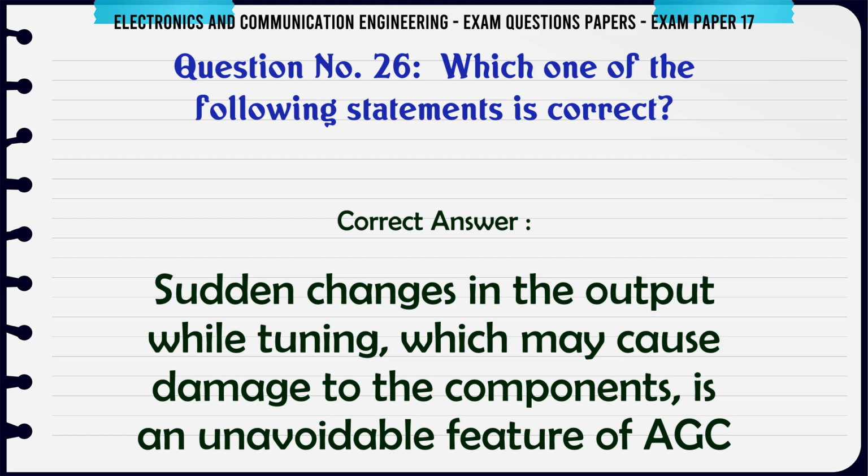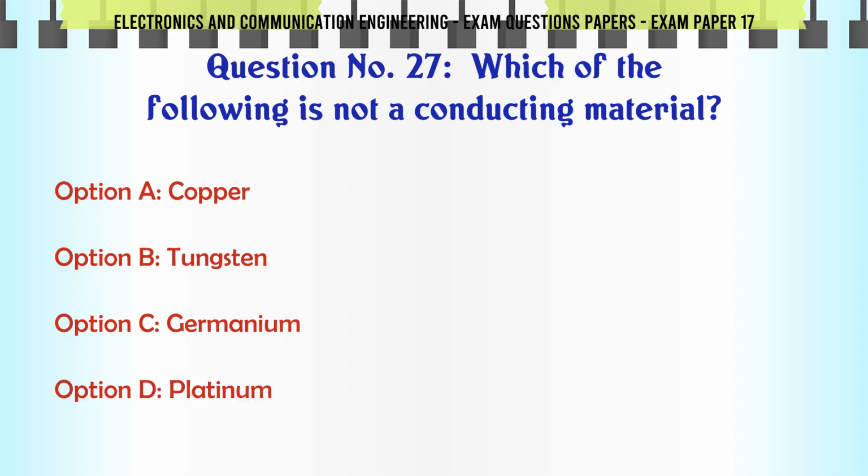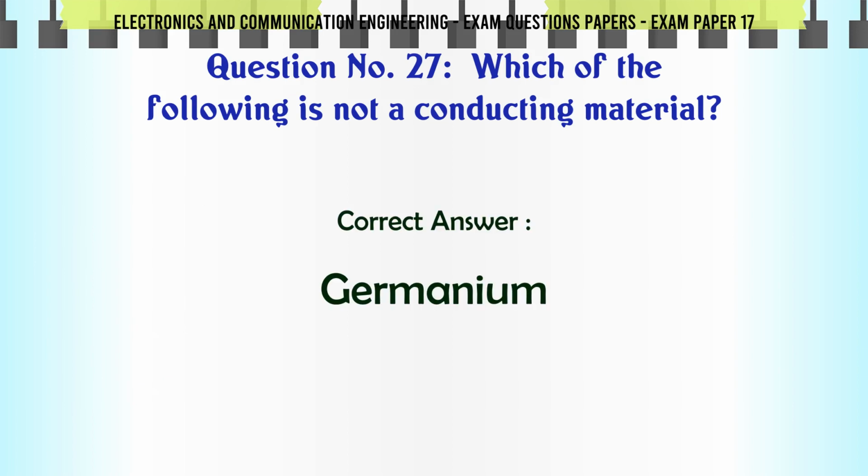Which of the following is not a conducting material? A. Copper. B. Tungsten. C. Germanium. D. Platinum. The correct answer is germanium.